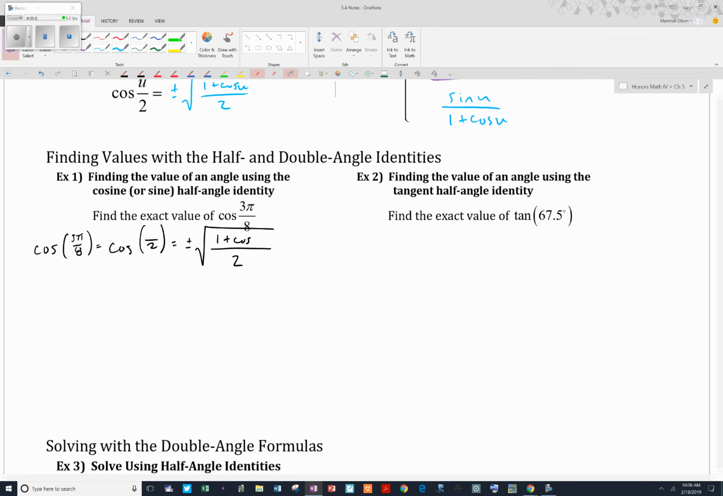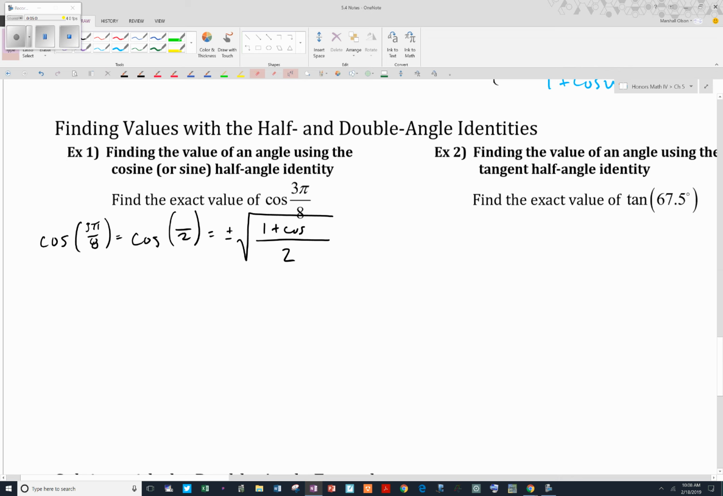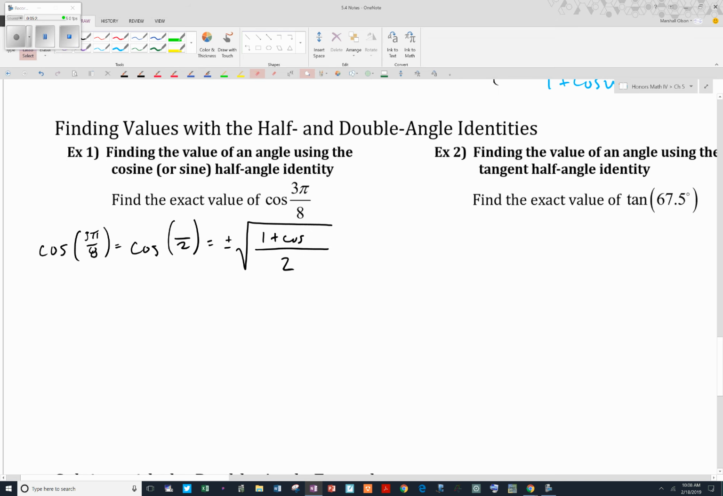One of the things that we're going to use the half-angle identities to do is to evaluate angles that are half of an angle that we know the trig functions of. So for example, 3 pi over 8, I'm just going to move this down a little bit here so we can read this. 3 pi over 8 is not an angle that we know the trig functions of, because we don't know its reference angle, pi over 8, we don't know its trig functions.